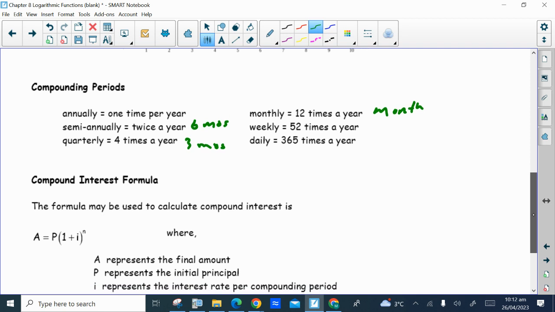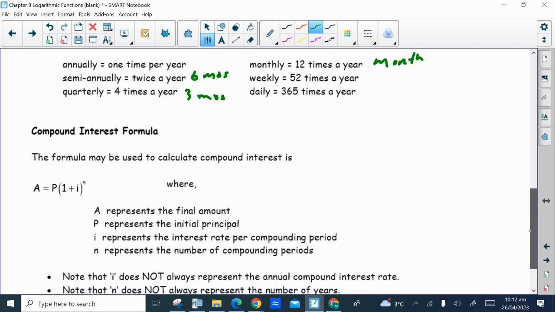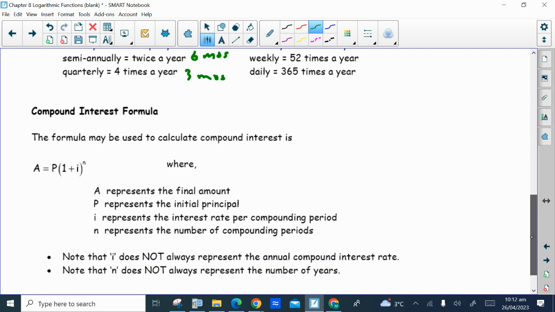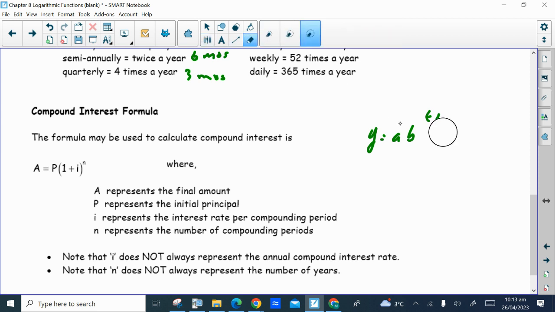So there is a compound interest formula, and it's given there, and all of the variables are defined, but you're not given this one on the formula sheet. We're going to do all these in terms of our exponential function that's on the formula sheet. Y equals A times B to the power T over P.